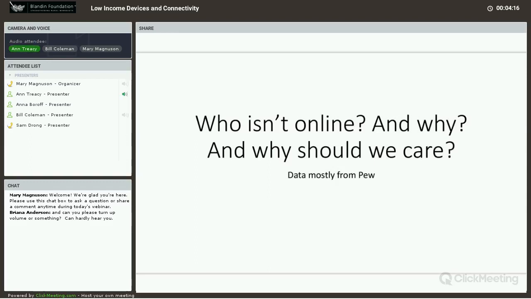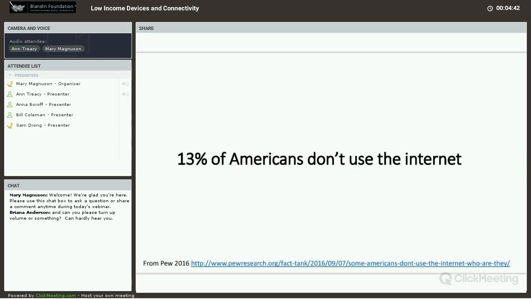My role today really is to sort of set the stage. As Bill said, I have a degree in library science. I'm kind of a librarian without a reference. Online, why we should care. Just some of the statistics to help answer the question, and then I'm going to leave it to Sam and Anna to provide us with some solutions and how to get people online as far as getting them access to computers and connectivity.